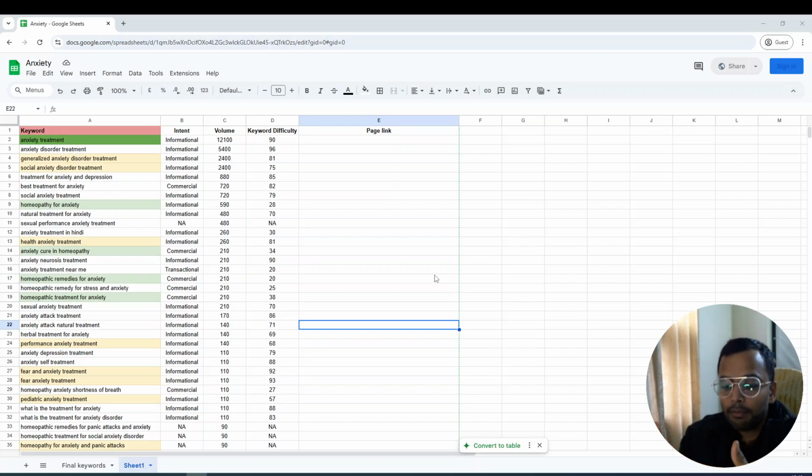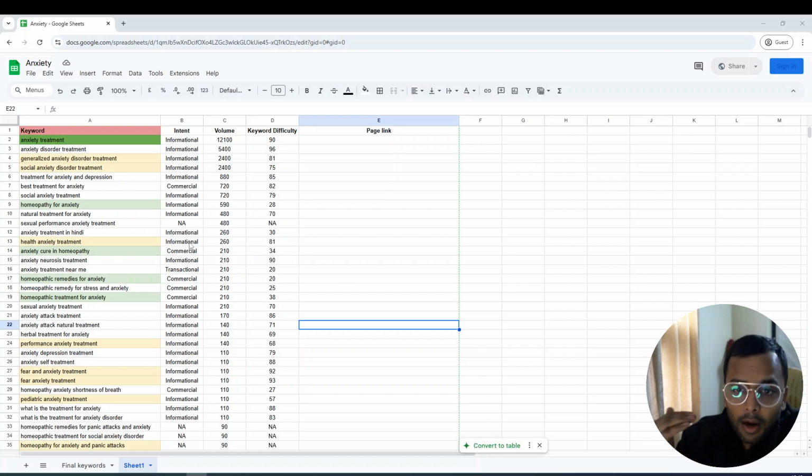First, we have to see the specific keywords on which we want our web page to rank. You are dealing in anxiety treatment but for homeopathy, so you are very sure that if any patient or user is searching for anxiety treatment in homeopathy or similar intent keywords, then your web page should rank on those keywords.